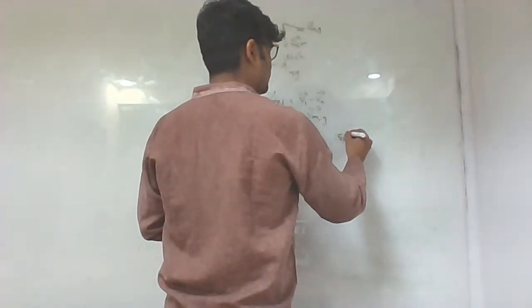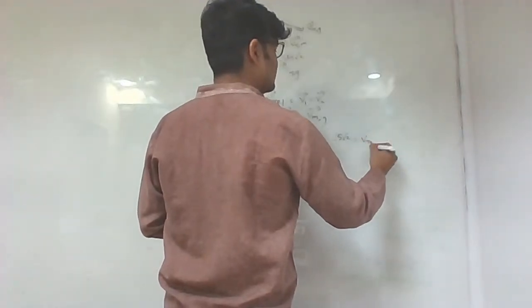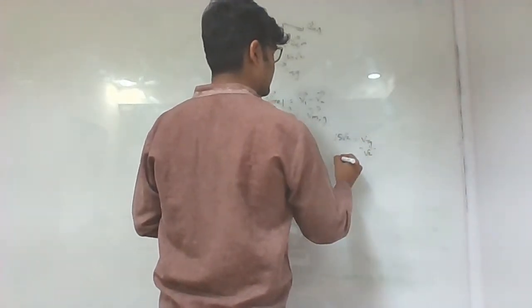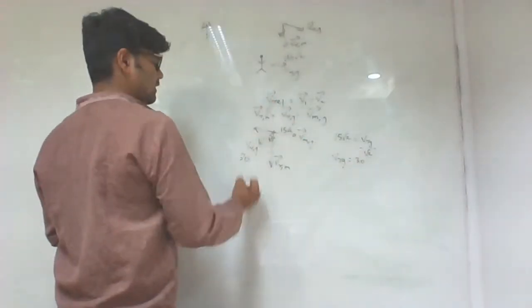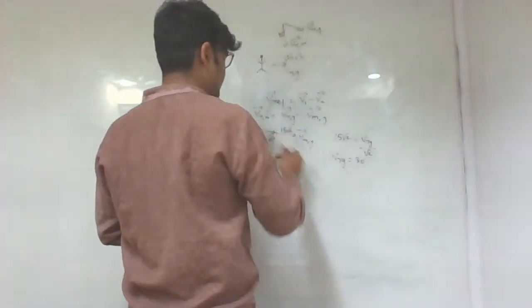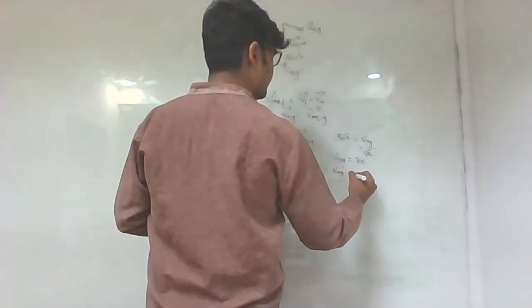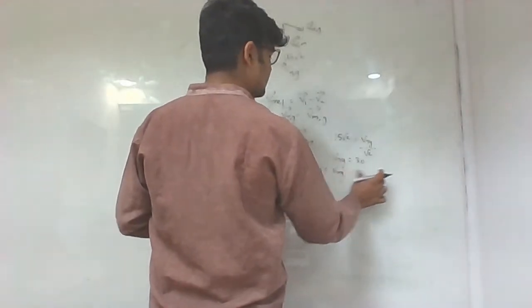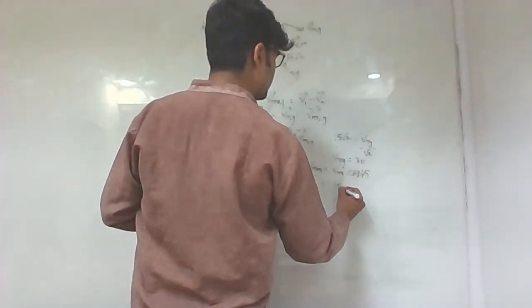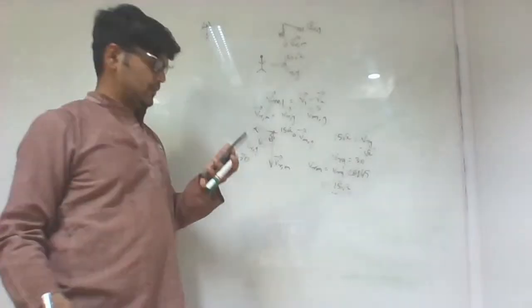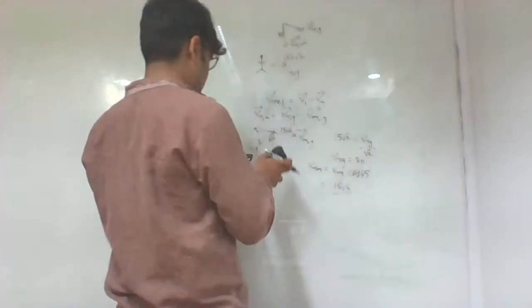So 15 root 2 is equal to VRG upon root 2, so VRG magnitude is 30. This is 30. Now I want VRM. So this is one component, 45 degrees. VRM is VRG sine 45, and cos 45 is the same, which gives 15 root 2. Option number 4.